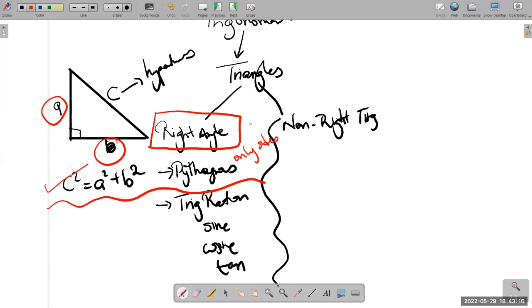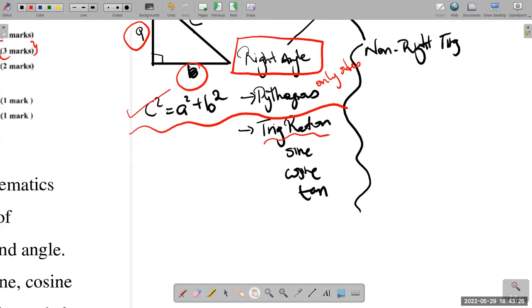Obviously, when dealing with triangles, you're dealing with sides and angles. That's where trig ratios come in, and we should know what the trig ratios are. So we've got sine, cos, and tan. Who is always at the bottom for sine and cos? The hypotenuse.